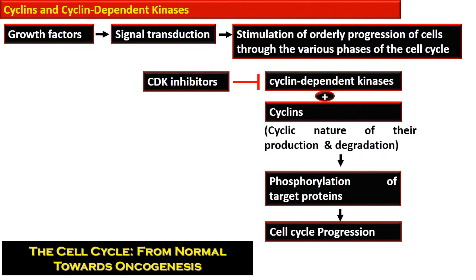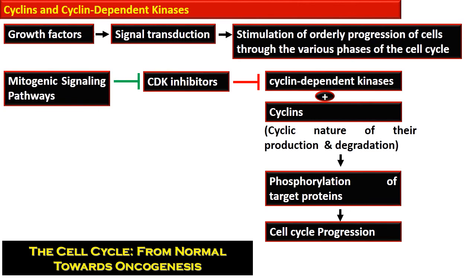Once these cyclin dependent kinases are activated and they are responsible for the cell cycle progression, there is a check on these cyclin dependent kinases, and that check is applied by the cyclin dependent kinase inhibitors, CDKIs, that block their activity. And when the mitogenic signaling pathways are activated, they block the activity of CDK inhibitors, so the cell cycle progresses continuously, or as desired.